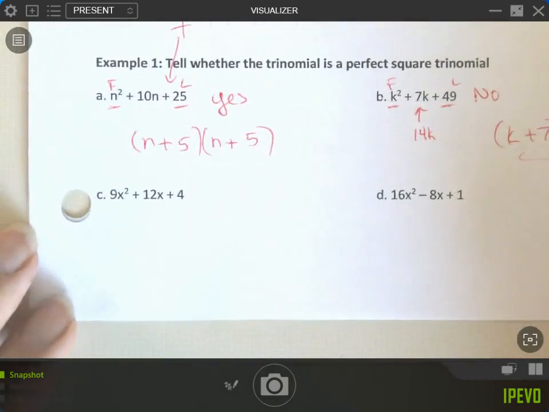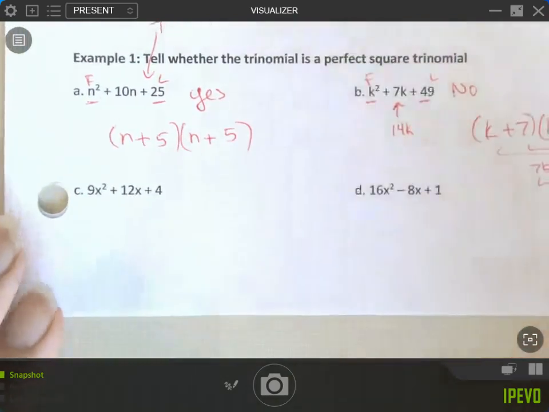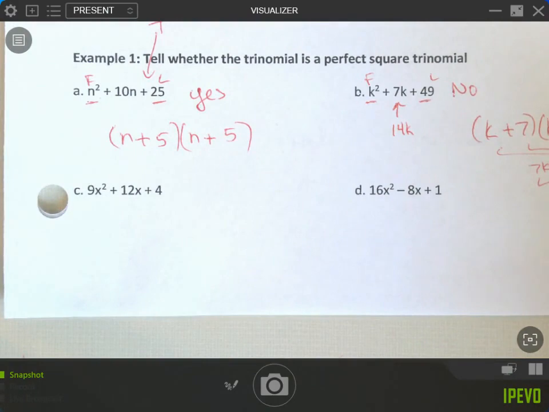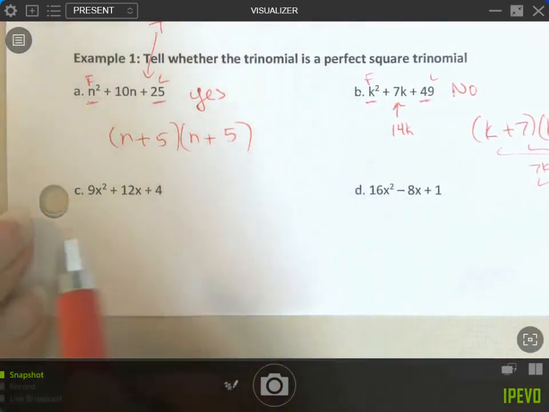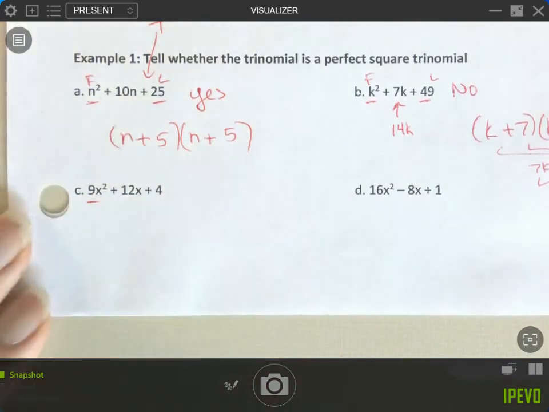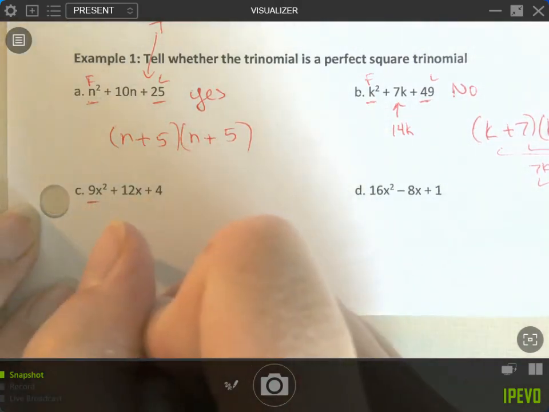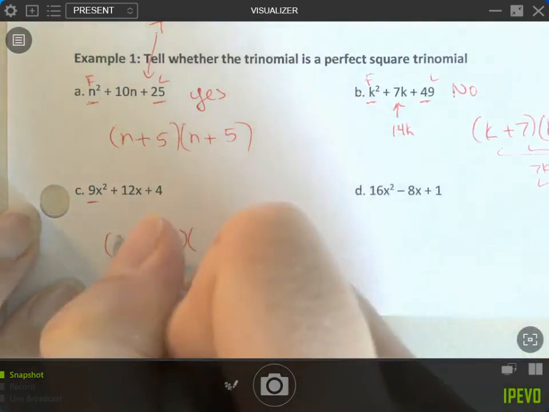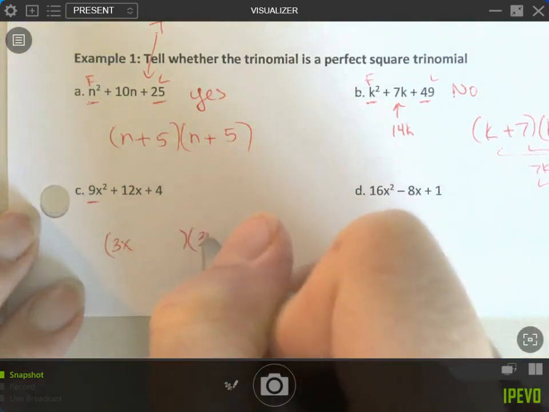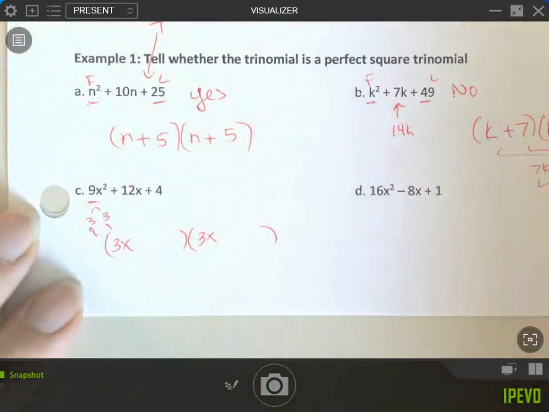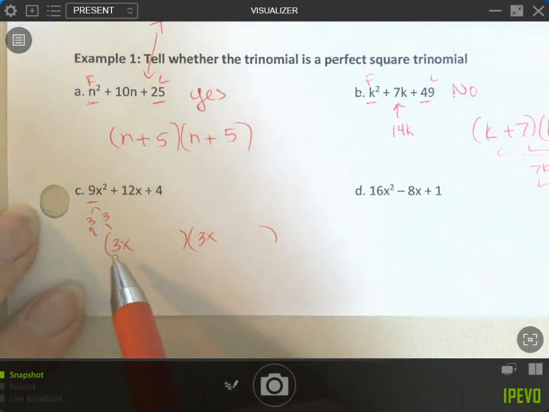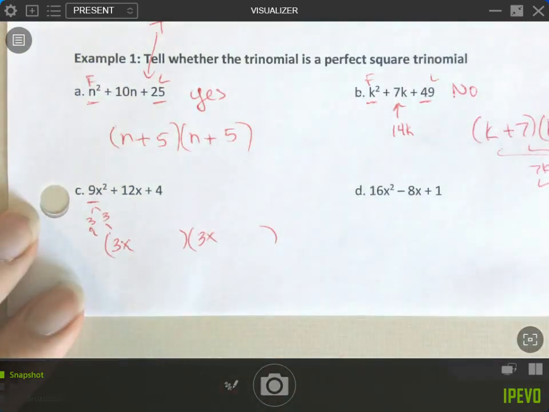Okay, look at C. What's a big difference here compared to all the ones we just looked at? It's got a number. It has a leading coefficient. So if you think about this, what do you know about the number 9? It goes into 3 times. It's a perfect square, 3 times 3, right? So the first term might not just be a variable. So let's break this down and see if it works. I'm going to write this as 3x and 3x. Now, there's other options. 3 and 3, my other options are 9 and 1. But if I'm looking to see if it's a perfect square, I'm going to try the perfect square factors.